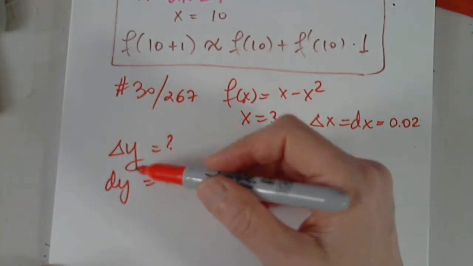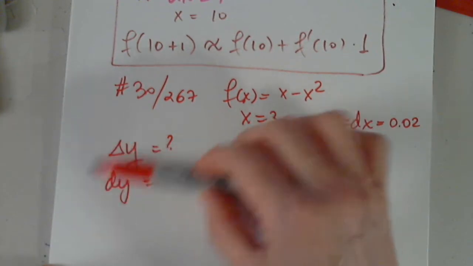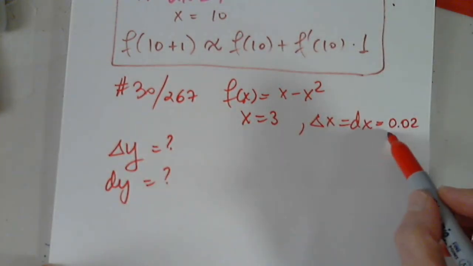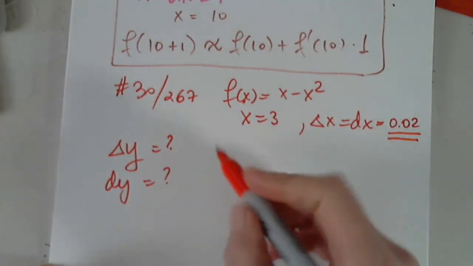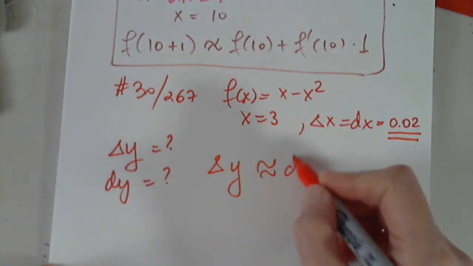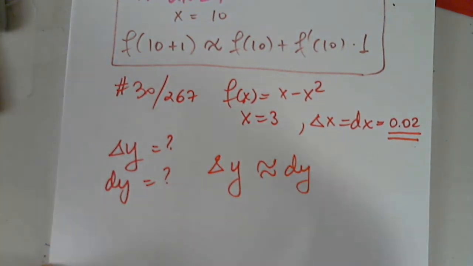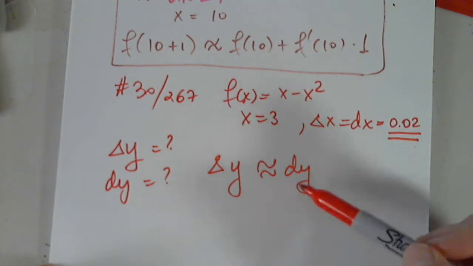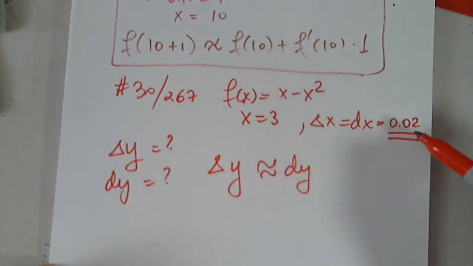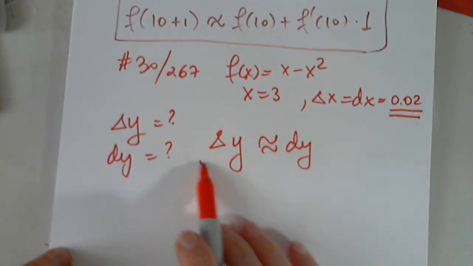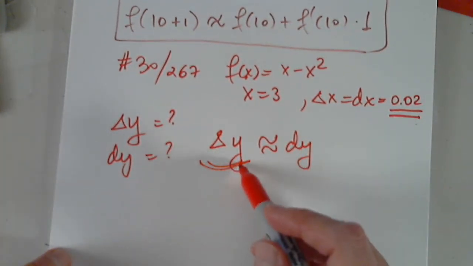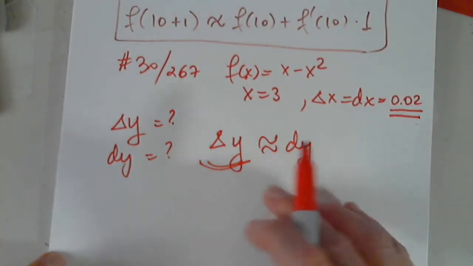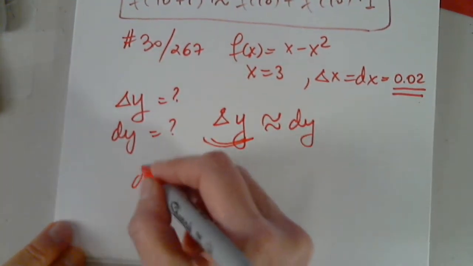The two answers have to be very close to each other. Why? Because we know that delta y is approximately dy, especially because in this case it's going to be quite close because dx is 0.02. Of course, delta y is going to be slightly more difficult to calculate than dy. I'm going to start with dy.